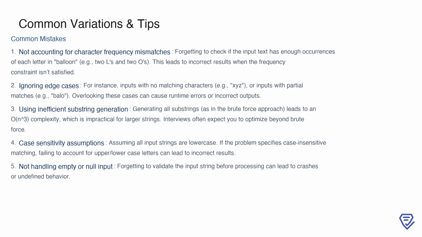When solving this problem, there are a few common mistakes to watch out for. One of the biggest pitfalls is not accounting for character frequency mismatches. For example, the word balloon requires 2 L's and 2 O's, so if your input text doesn't provide enough of these letters, it's impossible to form the word. Overlooking this can lead to incorrect results.